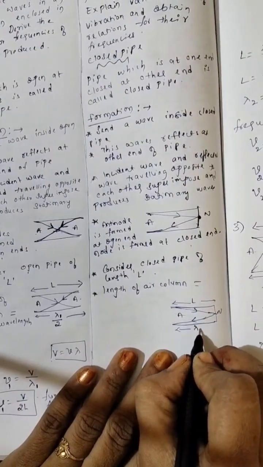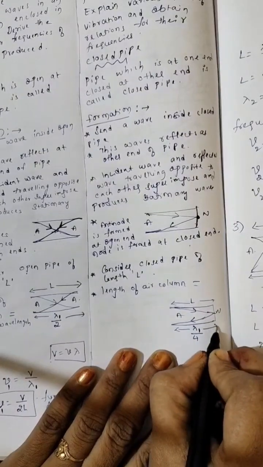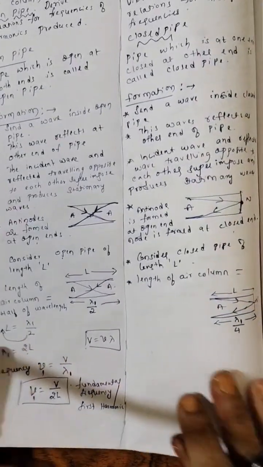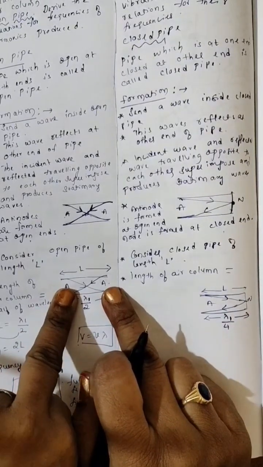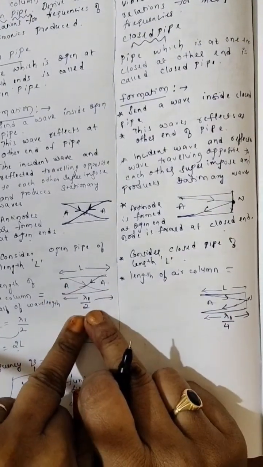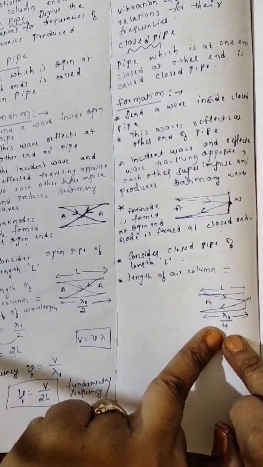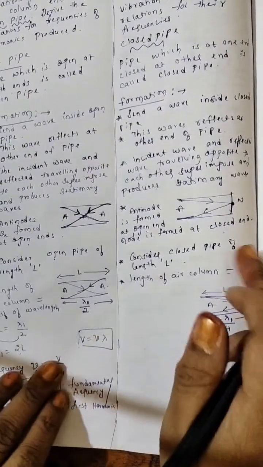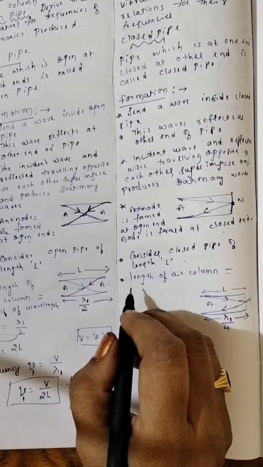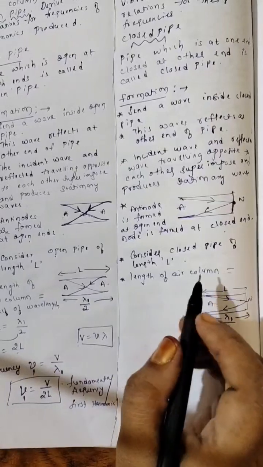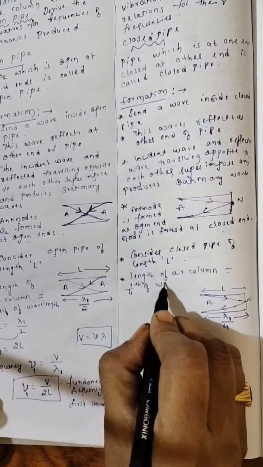So what is the distance between antinode and node? Just remember first harmonic, I will write lambda by 4. This difference you have to know. Here between two antinodes or two nodes, lambda by 2. Between antinode and node, it will be lambda by 4. So it is a quarter of the wavelength. 1/4 of the wavelength.